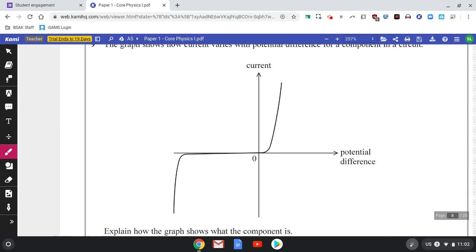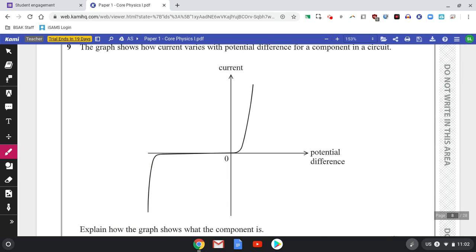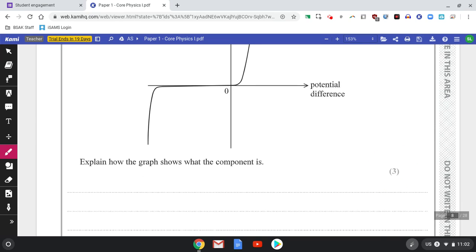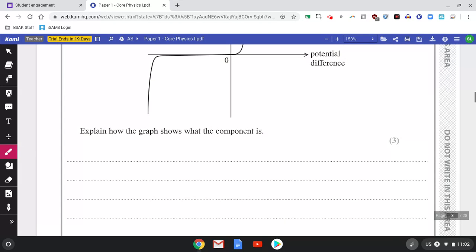Okay, so it should be marks in the bag, but I reckon a few of you maybe only got 2 there. So always look at how many marks are available. Okay, that's question 3. Sorry, that's question 9.